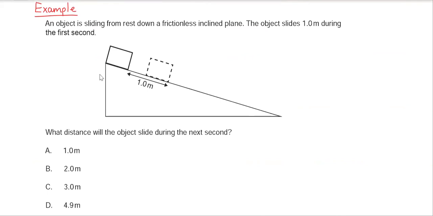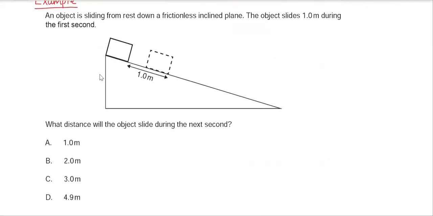So in this problem, what they have said is, an object is sliding from a certain rest position, and the object slides 1 meter during the first second. What distance will the object slide during the next second? So from this scenario, they have given you the distance. Let's see what values or scenarios they have given.